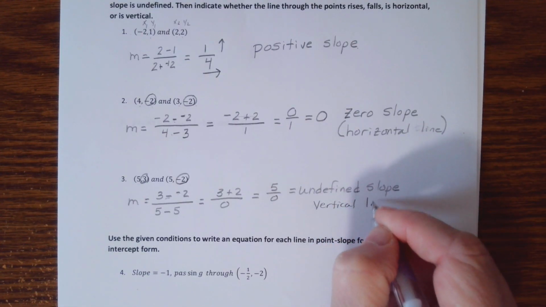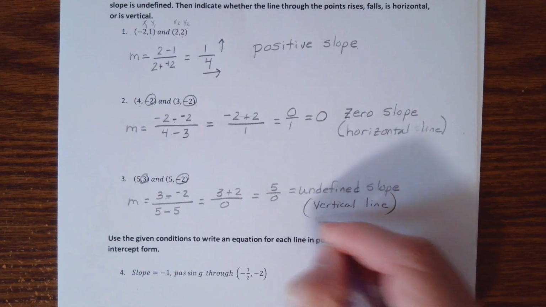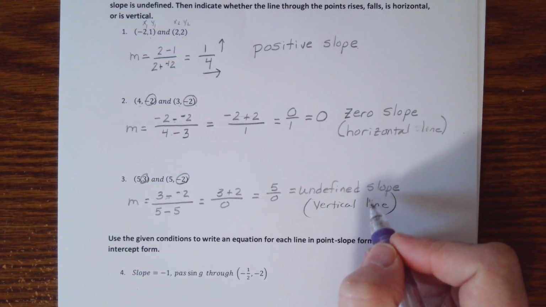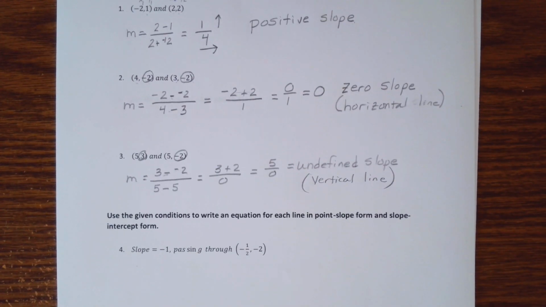Because it is pretty impossible. This is a vertical line right here. There's no slope. It's impossible to go up that slant.